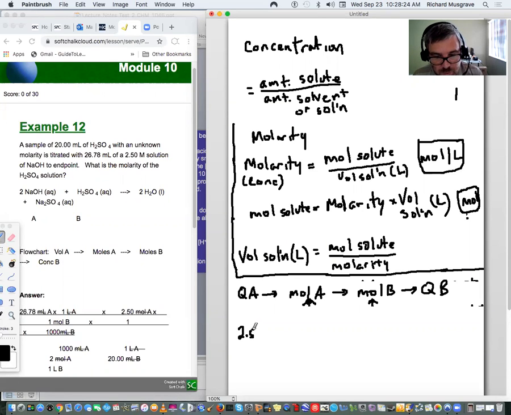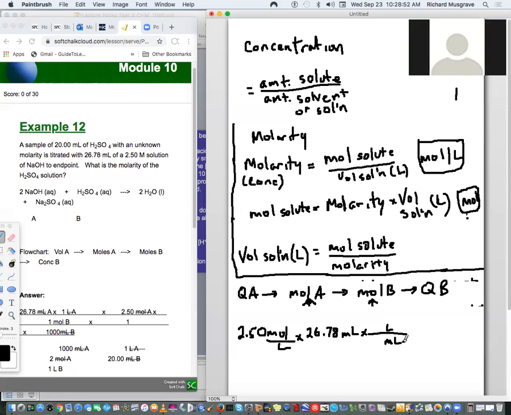So 2.50 moles per liter times the volume given, 26.78 mL. And then a conversion in order to get that into liters so that they cancel out. We end up with just moles. And again, I forgot to put my compound here, so we're starting with moles of NaOH.